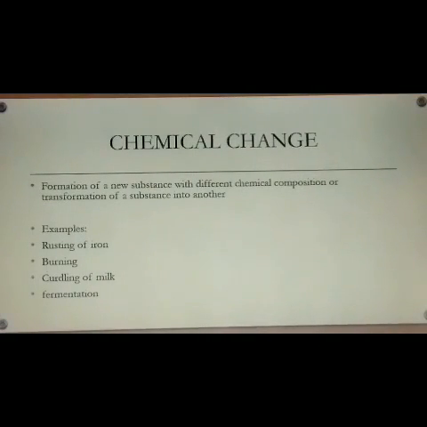Do you know what is meant by chemical change? It is the formation of a new substance with different chemical composition, or the transformation of a substance into another substance, with the evolution or absorption of heat or light energy. That is said to be a chemical change. A chemical change will occur due to the formation of a new substance, either with the evolution or absorption of heat or light energy. And can you think of some examples for chemical changes?